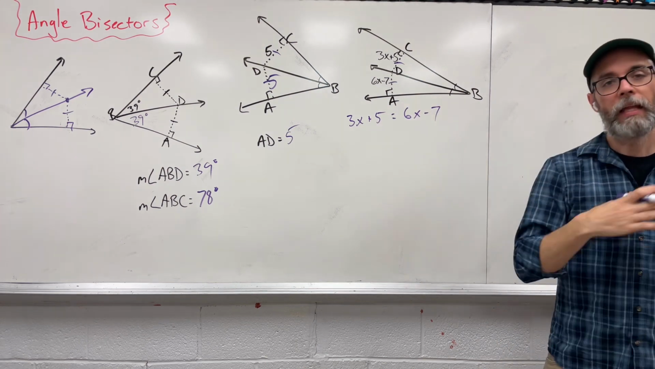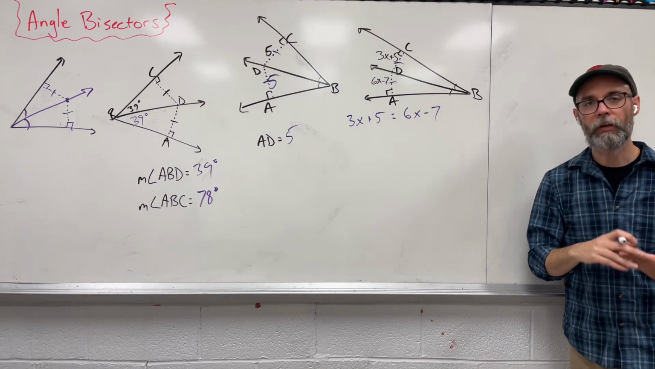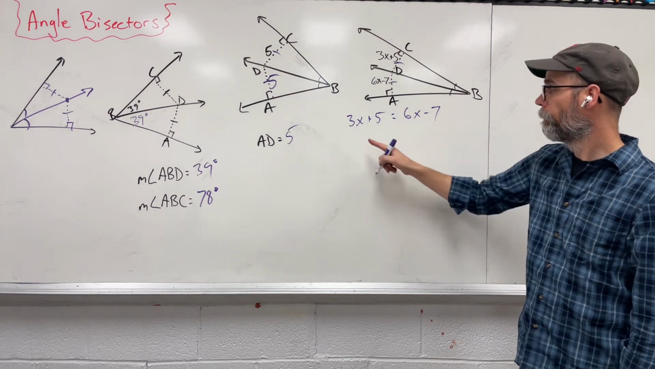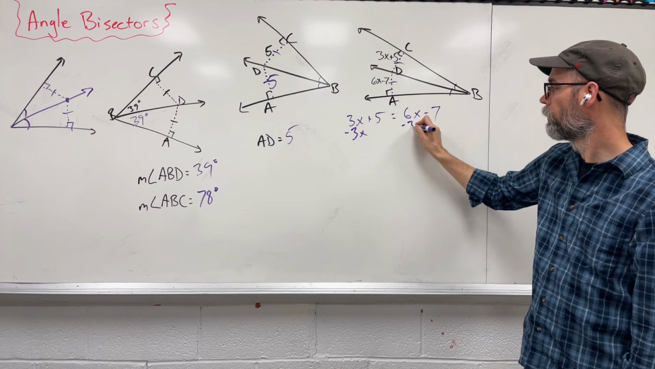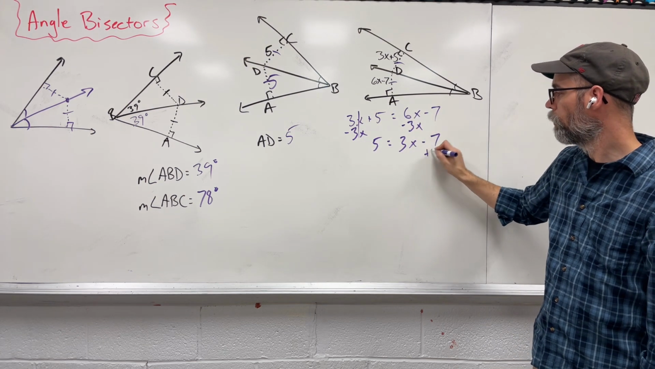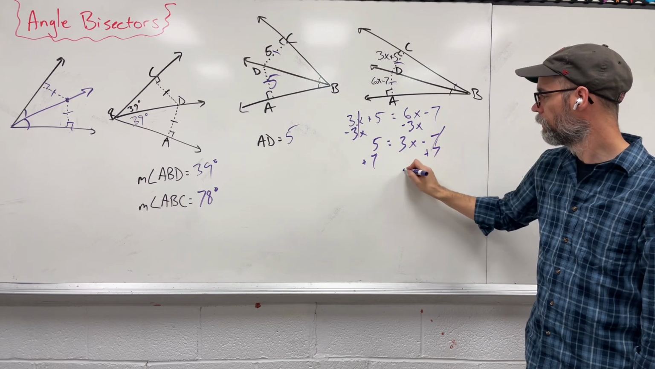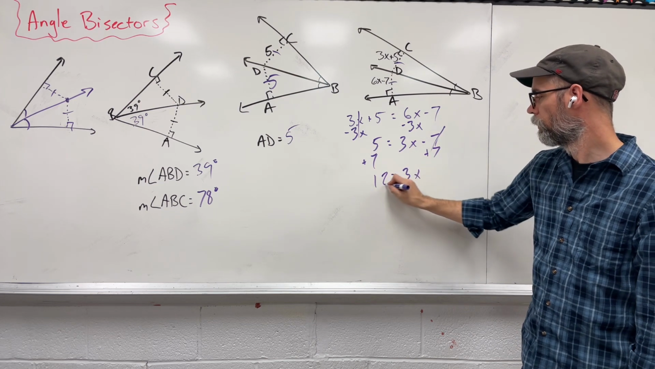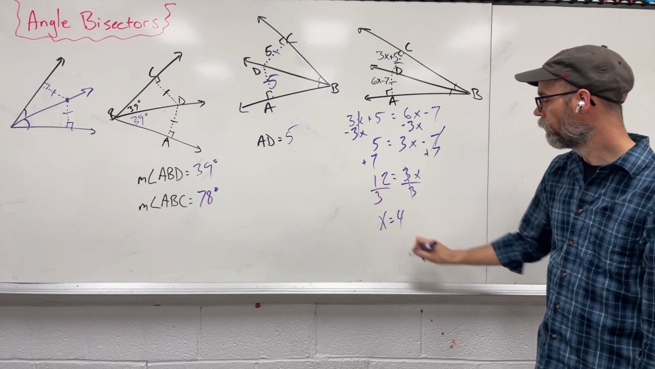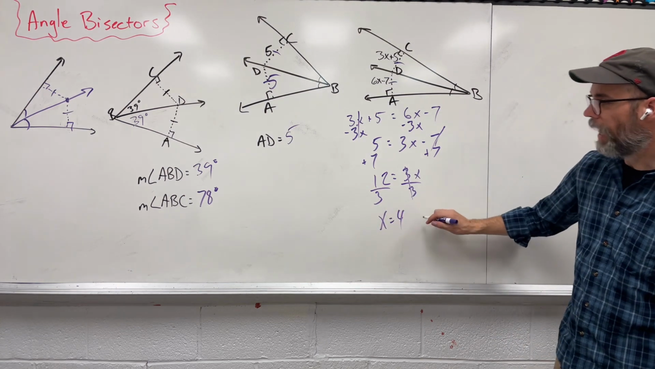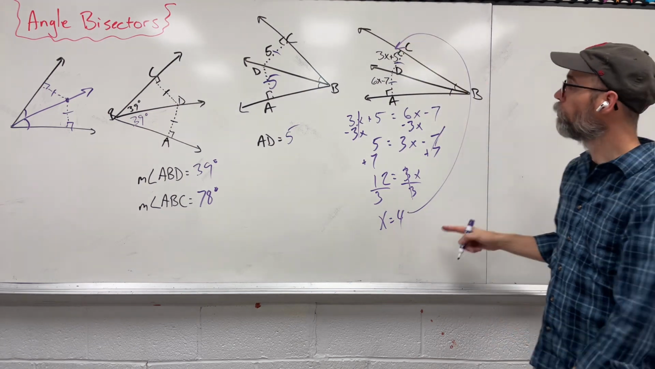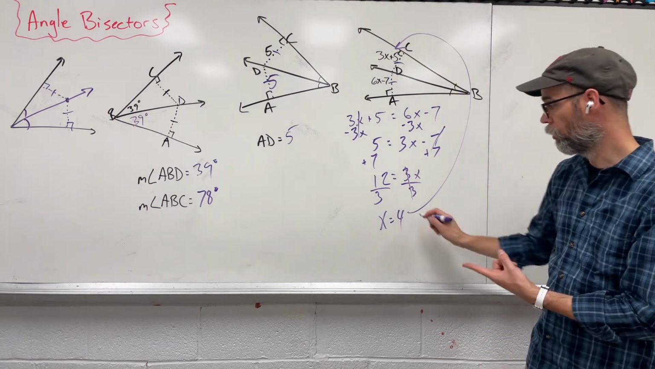6x minus 7. Now we just have to go back to algebra and use our inverse operations and figure out what x is. Let's move 3x. Move the 7. And divide. X equals 4. We could then use that, put it back up here if we wanted to. We could figure out, if we know what x is, that's good.